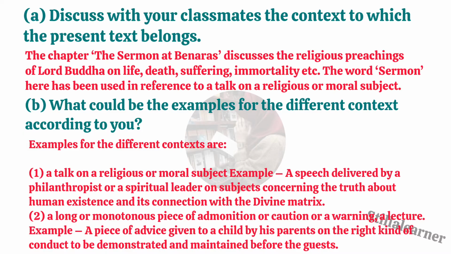Let's see. Examples for the different contexts are: so first one is a talk on a religious or moral subject. For this, the example is a speech delivered by a philanthropist or a spiritual leader on a subject concerning the truth about human existence and its connection with the divine matrix. Okay, this is the example for the first meaning.